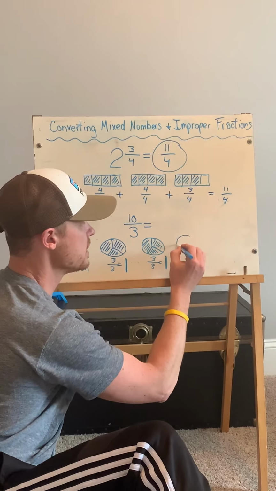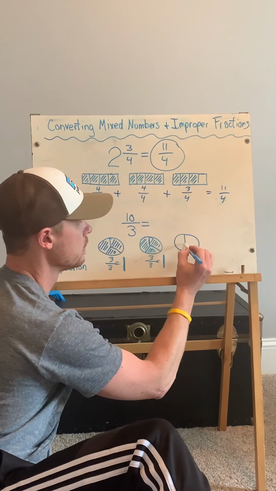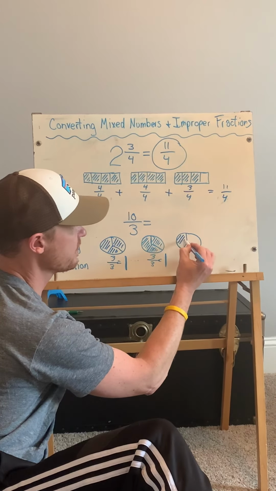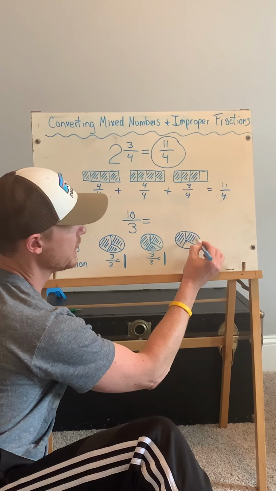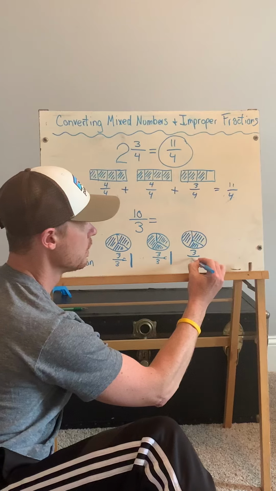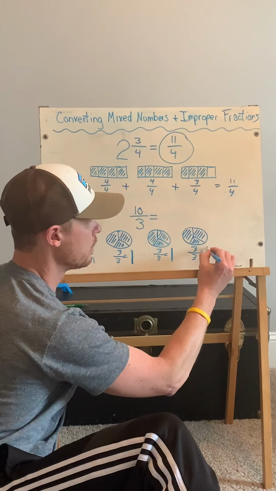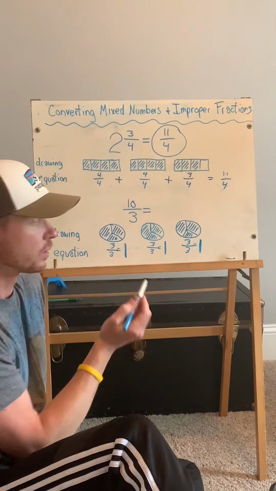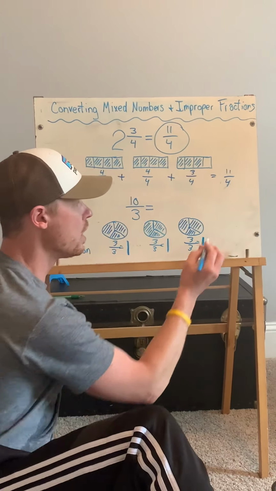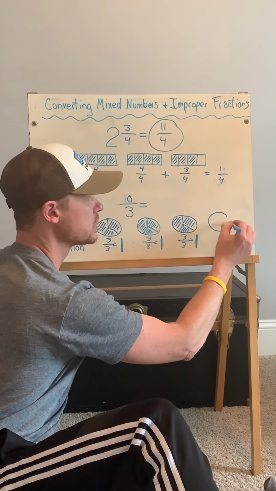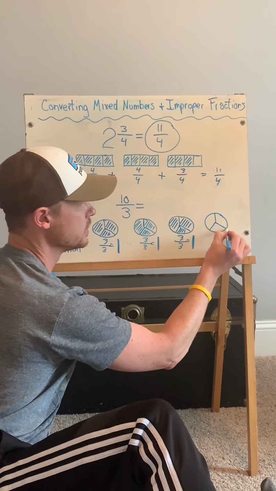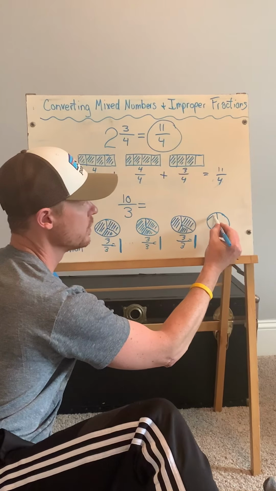So I have to draw another whole. So I have 6/3. Here we have 7/3. I'm shading in 8/3, and then now we're up to 9/3. 9/3 or 3 whole. So 9/3 is equal to 3 whole. But I need 1 more third. So I'm going to draw 1 more circle. I'm going to divide it into 3 equal pieces. You could do this in circles or rectangles, whatever you prefer.